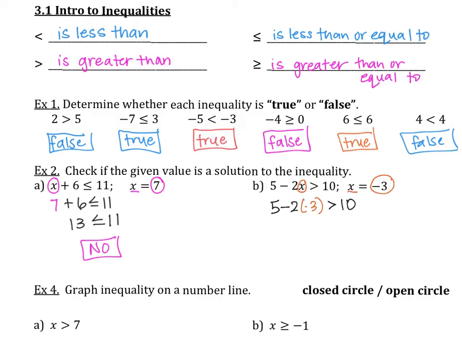That symbol 10. See, minus 2 times minus 3 is positive 2 times 3 is 6. 5 plus 6 is 11. That symbol 10. Okay, if I don't remember that symbol, I'm going to go look at my list real quick. This one is this one. So is 11 greater than 10? Yeah, 11 is bigger than 10. So yes, that would be a solution to that inequality.